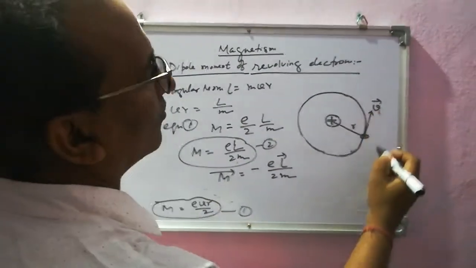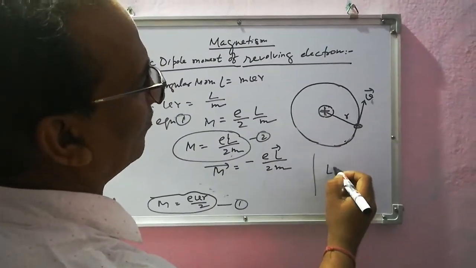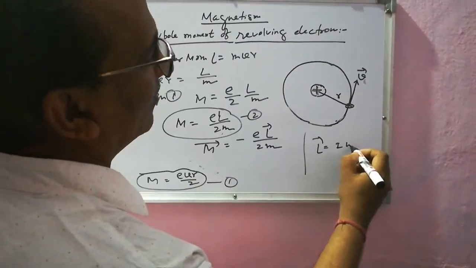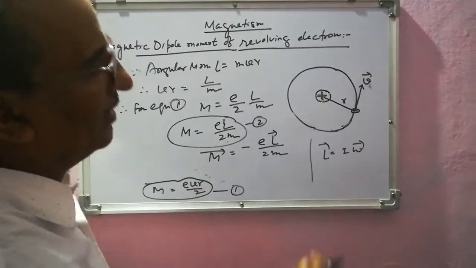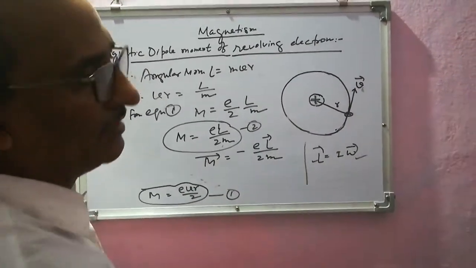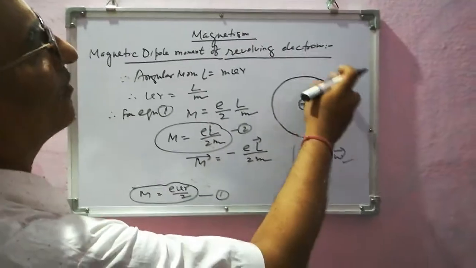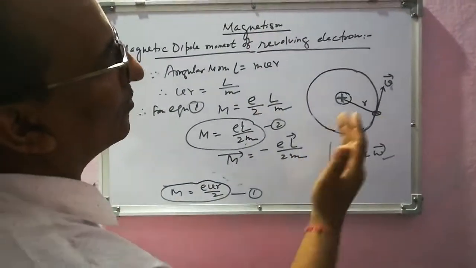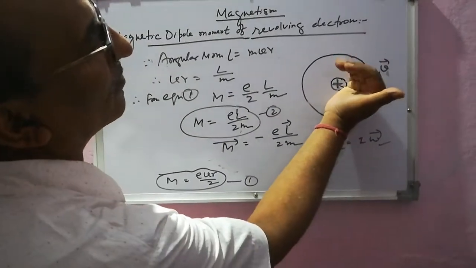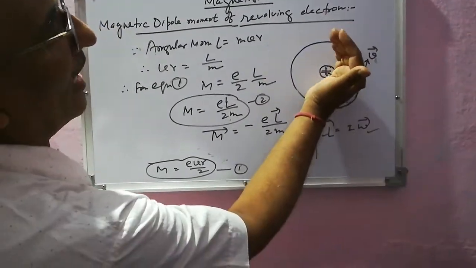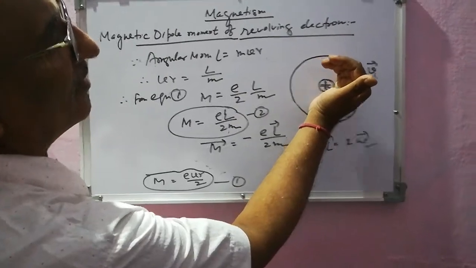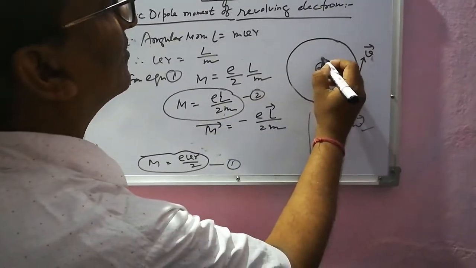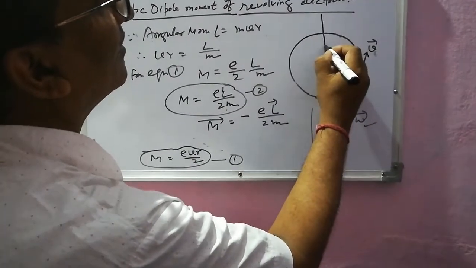As you know, angular momentum is given by I omega, so the direction of L is along the direction of omega. As the electron is here revolving anti-clockwise, the direction of angular velocity will be perpendicularly outward, and therefore the direction of L will also be perpendicularly outward. So what is the direction here? The direction of L is like this.